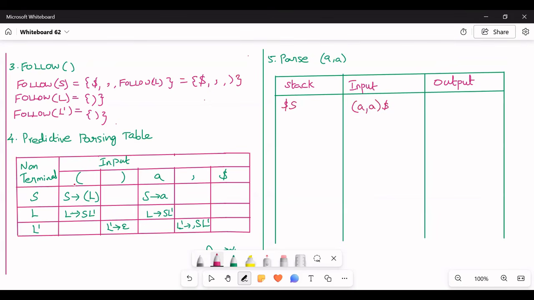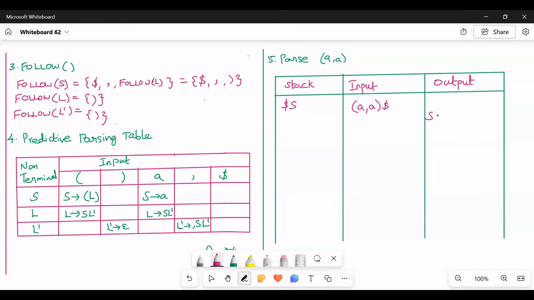So we have to refer S and left parenthesis. Suppose the symbol on top of the stack is a terminal, it should be matched with the current input symbol, and we need to pop both. First, the symbol on top of the stack is S and the current input symbol is open parenthesis. So we are getting this S tends to open, L close, that we have to write in the output.